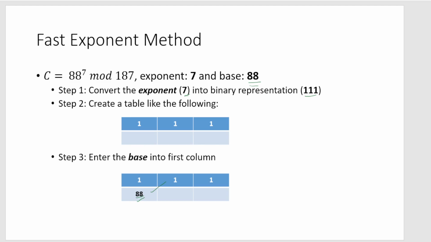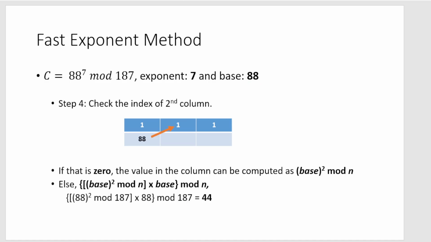Then we need to just check the index of the second column. It says check the index of the second column. So now the index of the second column is 1, and we know that if the index of the second column is 1, we have to use this formula instead of this formula, right? So we will do this and add it to the base, multiply it to base, again take a mod. This is what it means.